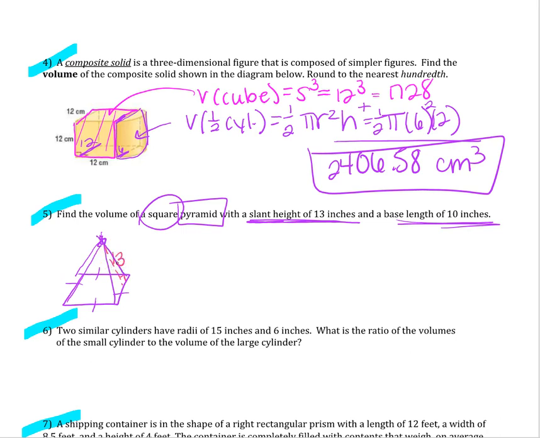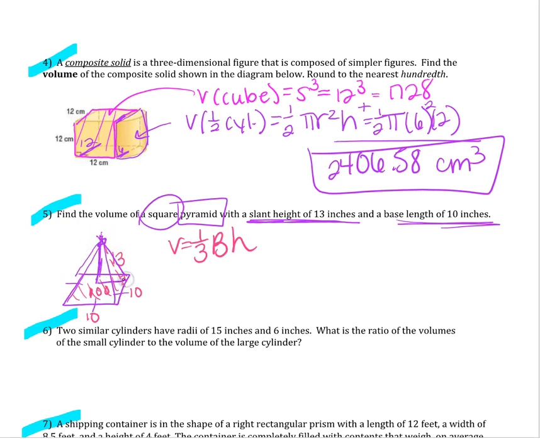So that's 13. Base lengths are 10. Okay, so volume of a pyramid is 1/3 area of the base times the height. Now, base won't be that hard. That's just 10 squared, which is 100. Okay, that's really not a big deal. What's a big deal here is I don't know the height of this.